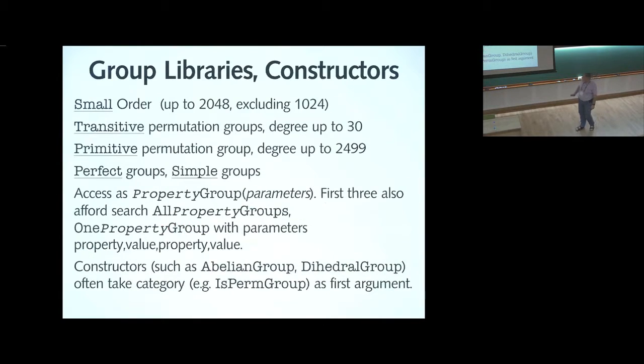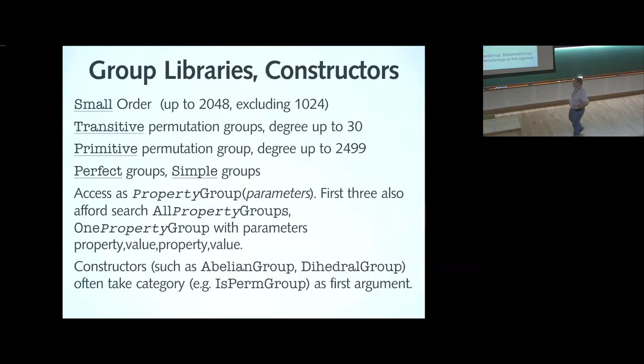Yeah, what libraries are there? There is a library of small groups. These are groups of order up to 2000, oh, I should have said 2047, sorry, excluding 1024. Why excluding this? Because the number here is so huge. Transitive permutation groups of degree up to 30, primitive permutation groups of degree up to 2499. These libraries both will soon be extended.